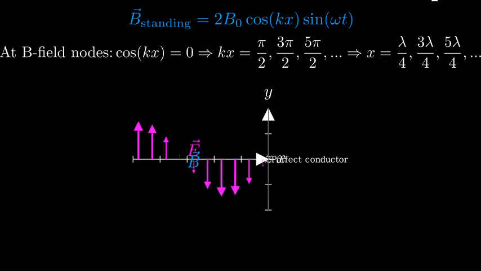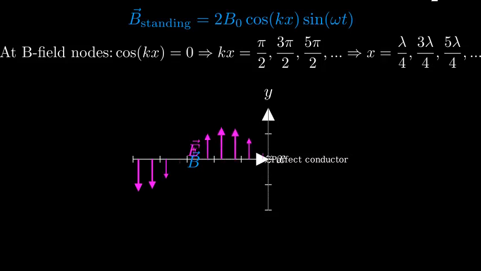Notice how the electric and magnetic fields are 90 degrees out of phase in time. When the electric field reaches its maximum, the magnetic field is 0, and vice versa. This time dependence, combined with the spatial distribution we discussed before, creates the complete standing electromagnetic wave pattern.